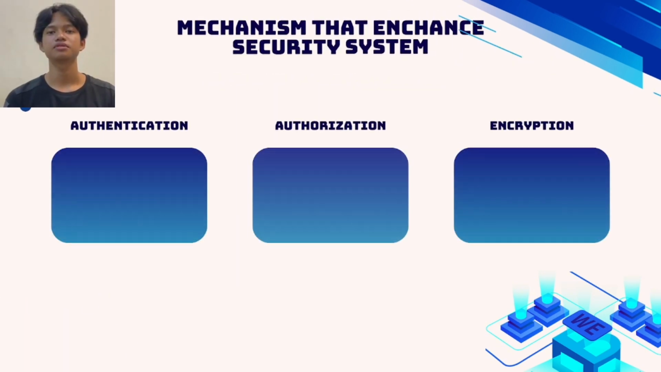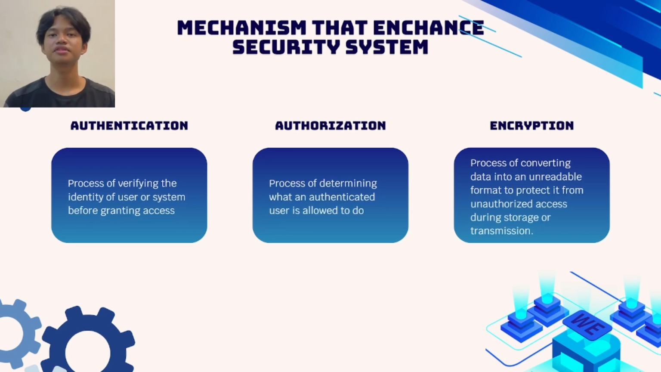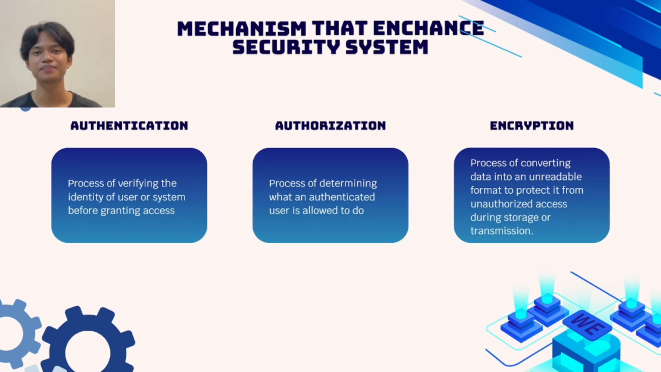So the second one is authorization. It means the process of determining what an authenticated user is allowed to do. And the last one is encryption. That is the process of converting data into an unreadable format to protect it from unauthorized access during storage or transmission.